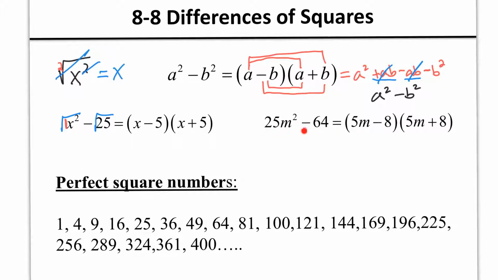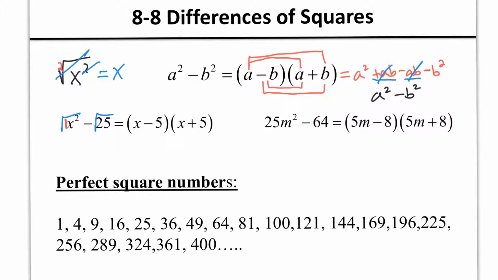Another example here is the same thing. 25m squared minus 64. Well, 25 is a perfect square number, 64 is a perfect square number, and we have a minus in the middle, so it's a difference of squares. You factor by using the square root of 25, which is 5, 5. The square root of m squared is m, so 5m, 5m. Different signs, minus and plus, and the square root of 64 is 8 and 8. And that's your answer right here.